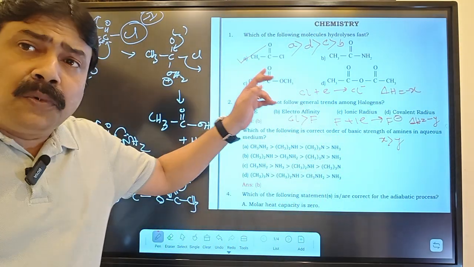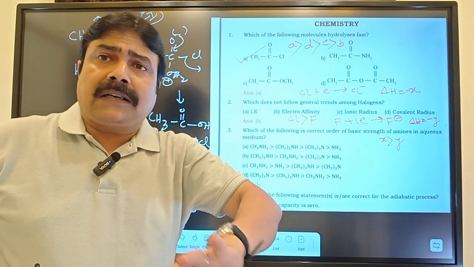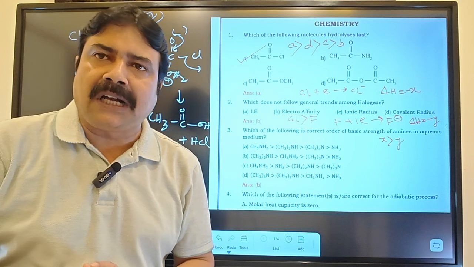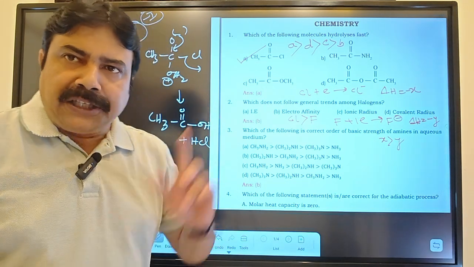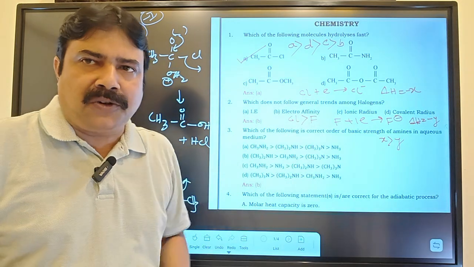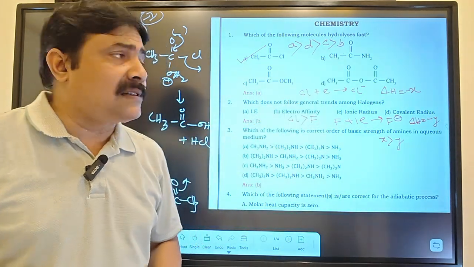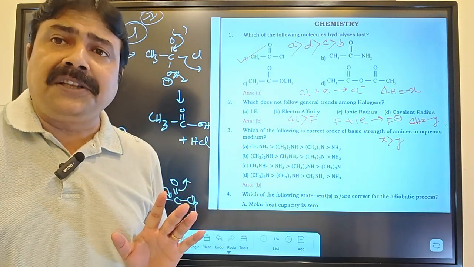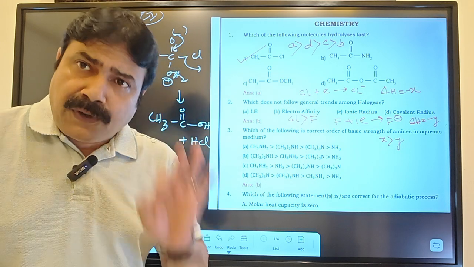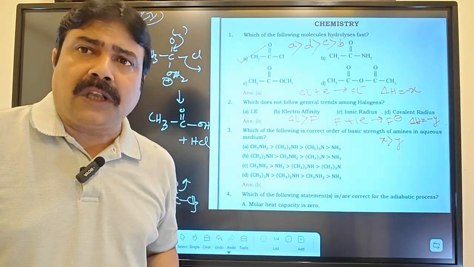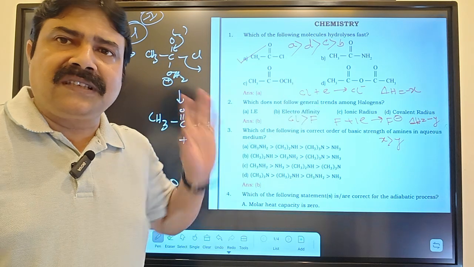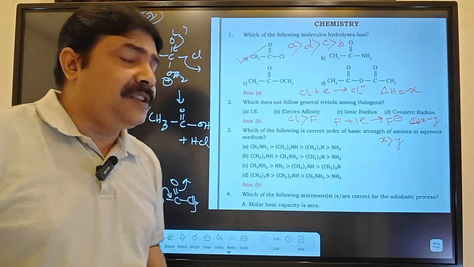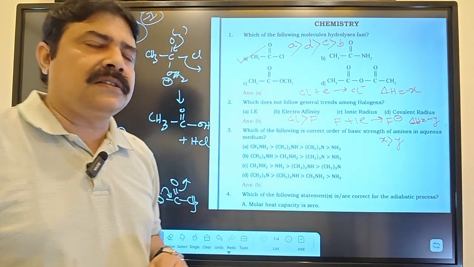Why? Chlorine's size is more. When it gains one electron, converting to Cl minus, because of the bigger size, dispersion of charge will be more, and stability will be more. Due to more stability of Cl minus compared to F minus, the release of energy will be more. That's why the electron affinity of chlorine is greater than fluorine. As per logical sense, it should be fluorine greater than chlorine, but originally it was observed that chlorine is greater than fluorine due to the size effect. That's why electron affinity is not following the general trends. That's what the question was asking.